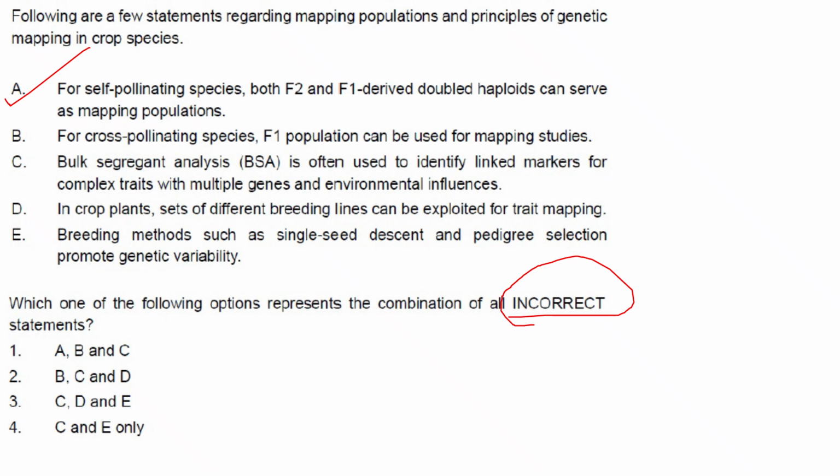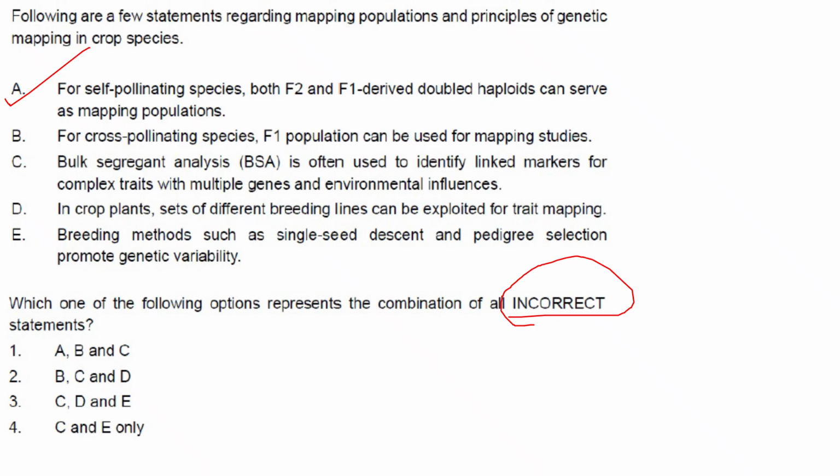This pollen is haploid, you all know it. So whatever plants come out from this pollen regeneration will be homozygous. They will be haploids. Now they have to be converted to double haploids. For that, you will treat with colchicine, so the chromosomes will be doubled.